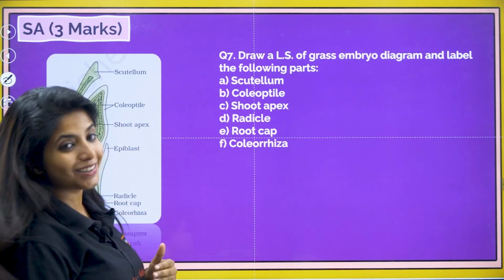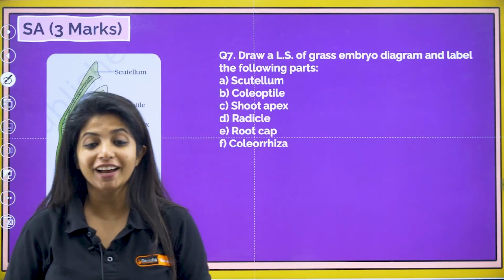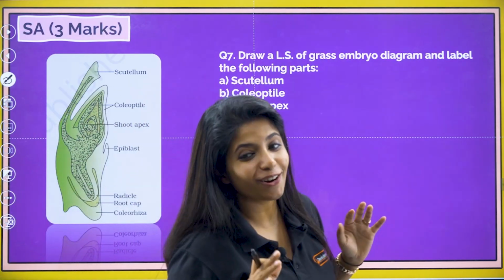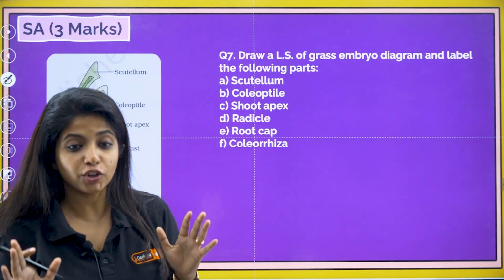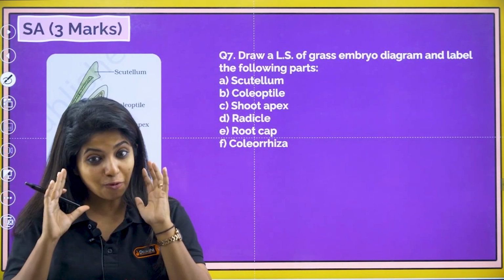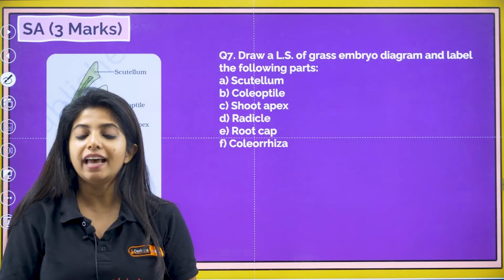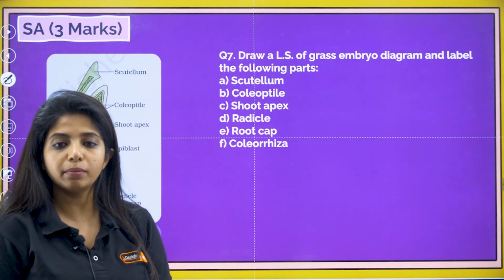Now we are entering the 3 marker session. When we enter the 3 marker session, we see a lot of diagrams up there. Listen, these diagrams are really important from these chapters. Make sure you're listening to me properly and watching the video properly. So draw a LS of grass embryo diagram and label the following parts.